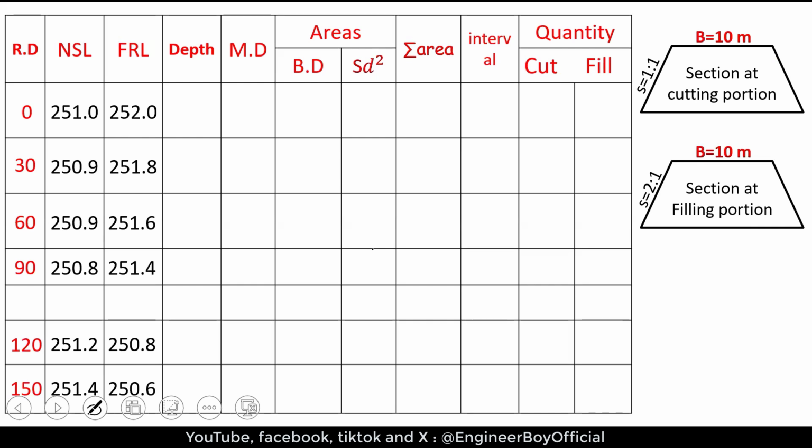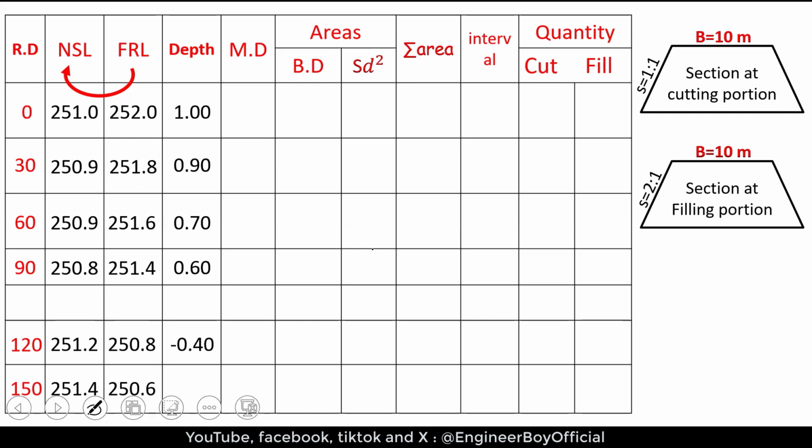Now we have to determine the depths at each interval. And for that, we will subtract NSL from FRL, very simple. Like maybe you can say 252, which is the FRL of station 0. We will take that and subtract the NSL, which is 251. And that's going to be the depth, which is 1 meter. And again, 251.8 minus 250.9, that's going to be 0.9, okay, and so on. Just do that.